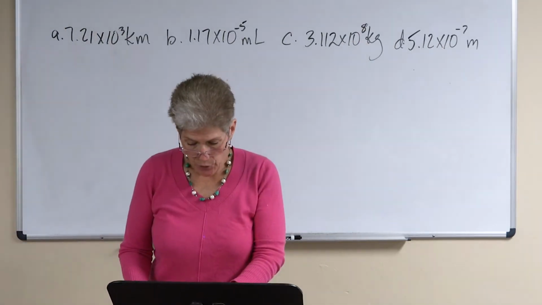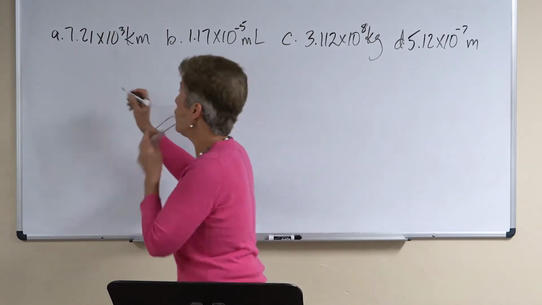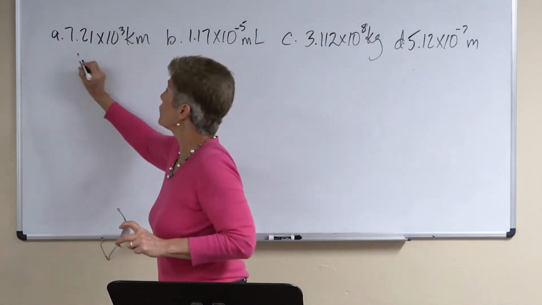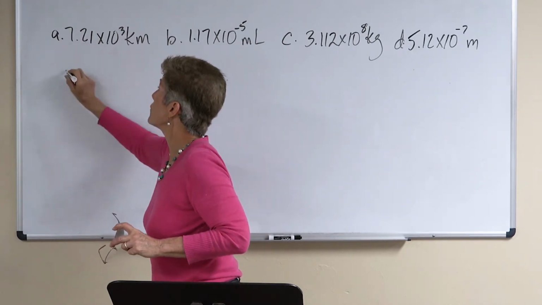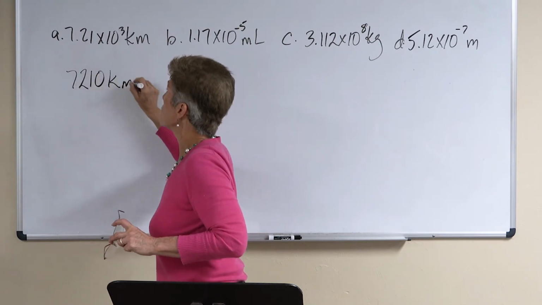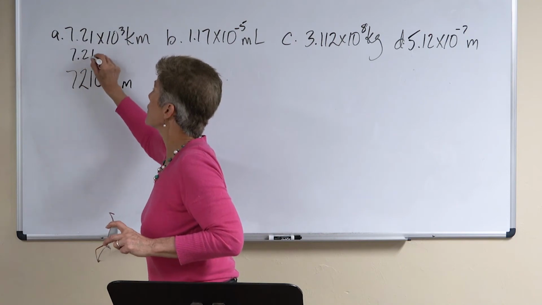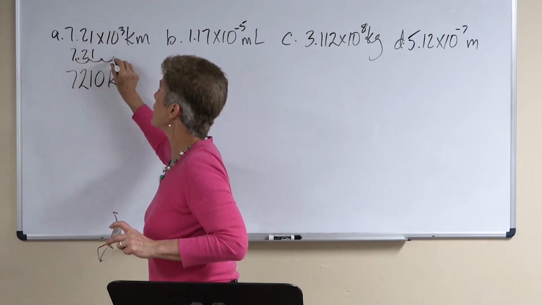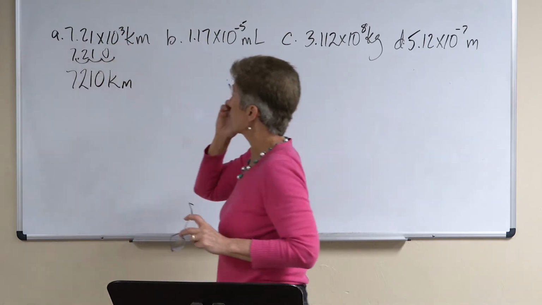Number 8. Convert the following measurements into decimal notation. So here, this is a positive number, so we're going to take the decimal place back 3 places. 1, 2, 3. So it's going to be 7,210 kilometers. Because remember, that 3 takes this back. I'm going to write it here so you can see it. 1, 2, 3 places. So I've moved the decimal place back to here. And that's what I did.